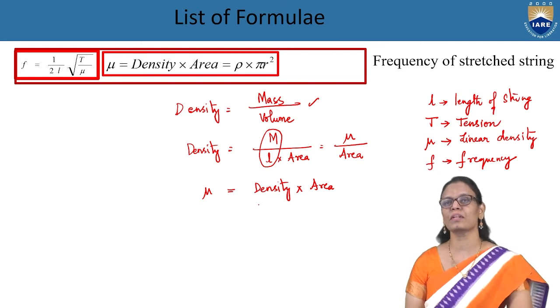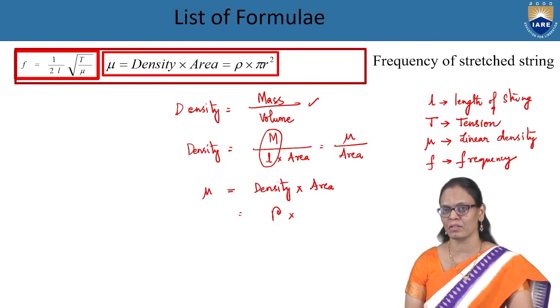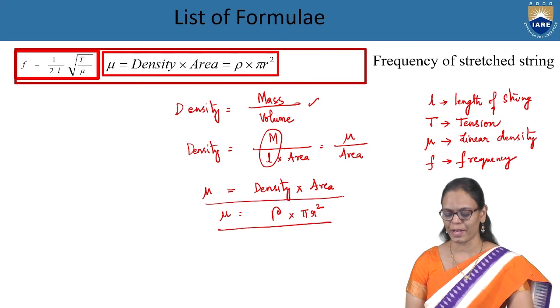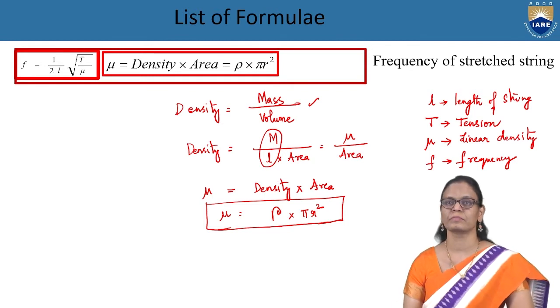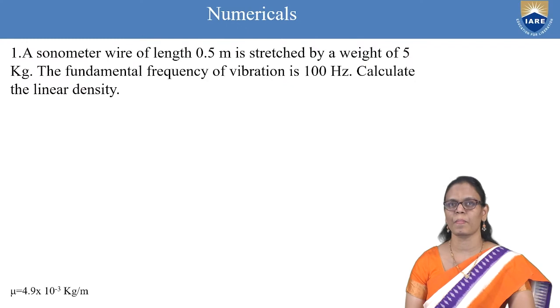So here mu is equal to density into area. Density is usually represented by rho, and the area of cross section, because it is circular in cross section, we are using pi r square. So mu is equal to rho into pi r square. So we are going to use all these formulae while doing the numerical. So this we have already seen. Mu is capital M by L, mass per unit length, which is the linear density.